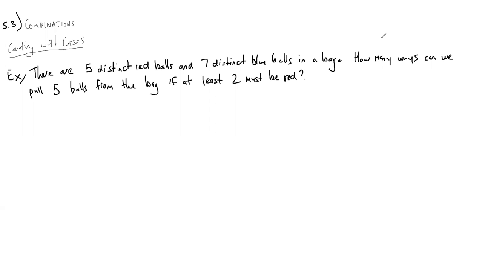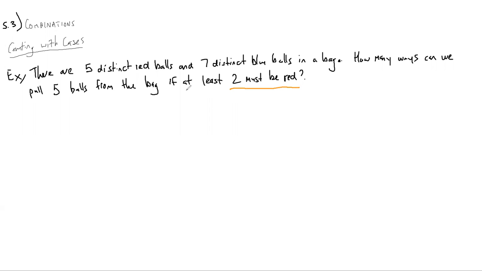Okay, so we have to think what this means. It's not like we're just pulling an arbitrary set of 5 balls from the bag. That would just be 12, the total number of balls, choose 5. We could just plug that in. But we do have this restriction that we need to be mindful of here, that 2 must be red. So we need to think about what that actually means.